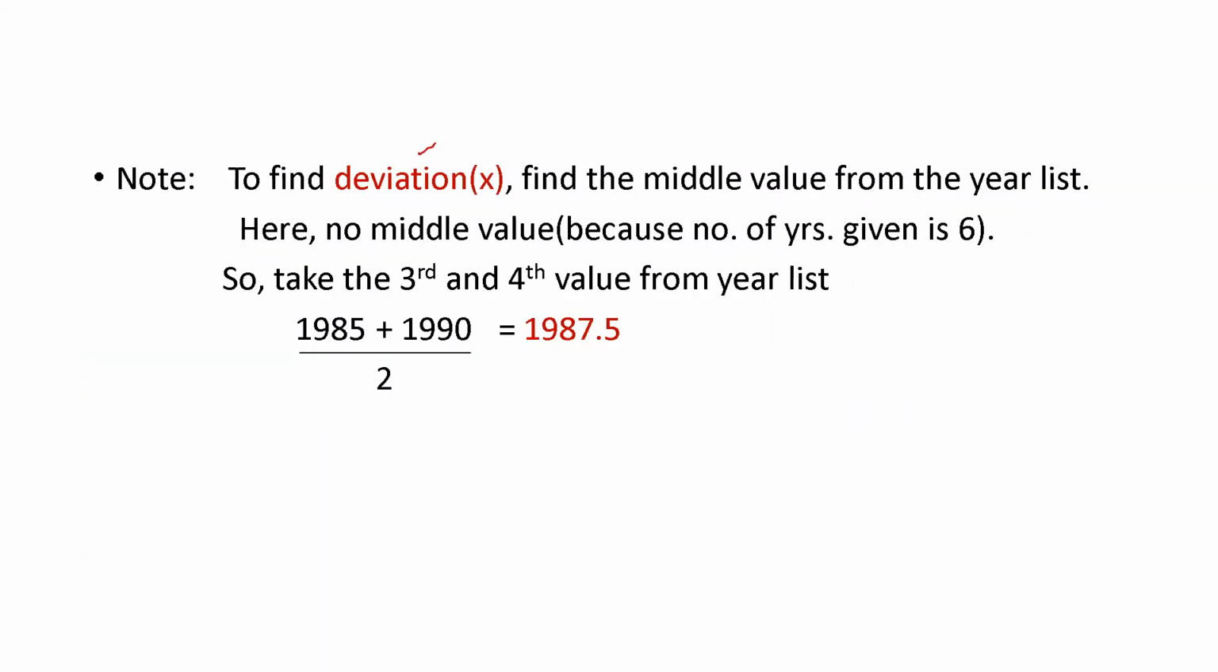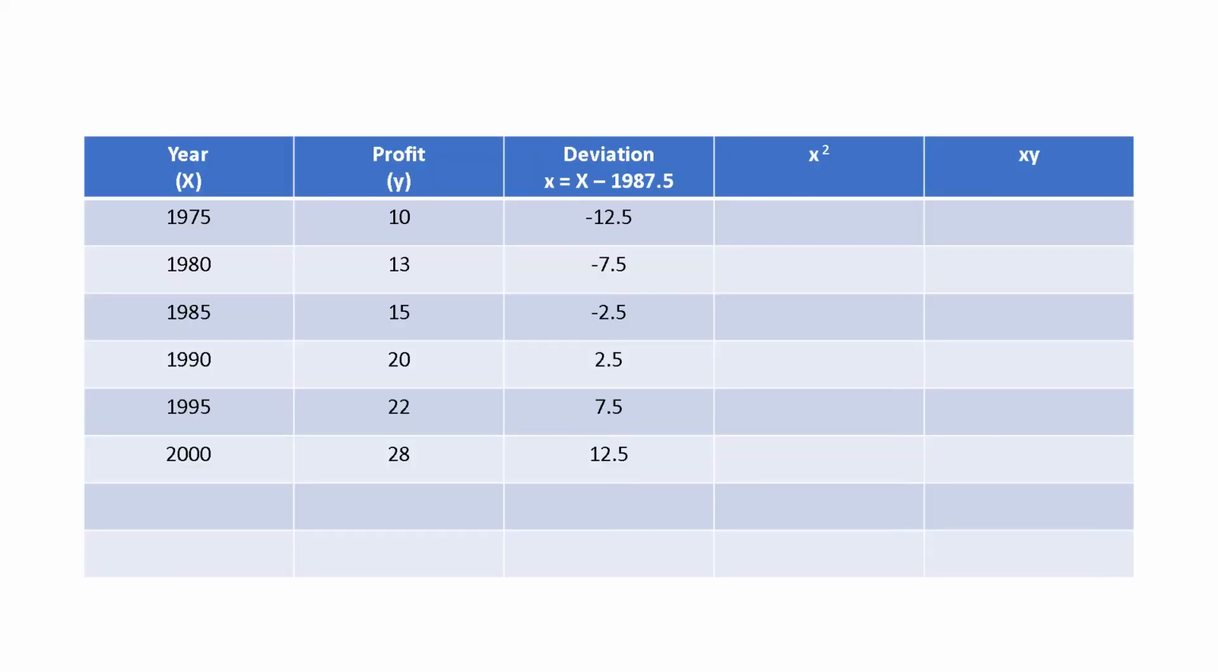To find the deviation, find the middle value from the year list. If n is 7, there you will have a middle value, so directly substitute in that equation to find the deviation. But in our example, n is equal to 6. So take the third value and the fourth value, add them and divide by 2. You will get 1987.5. This is how I got 1987.5. Hope this deviation portion is clear.